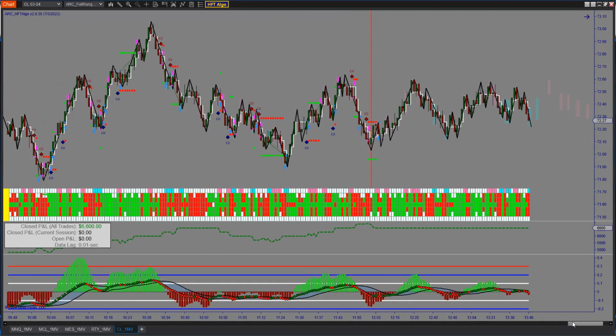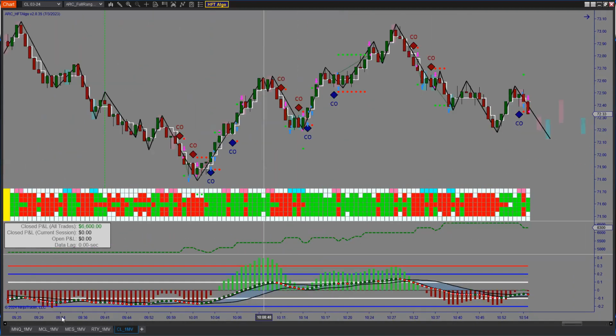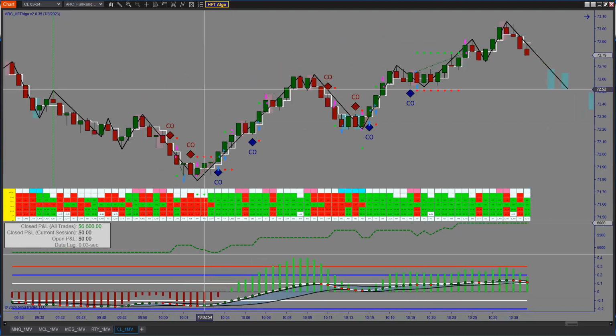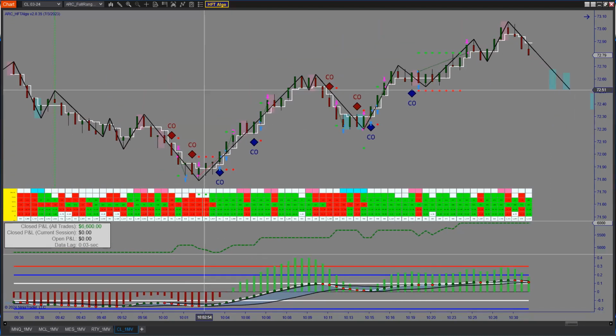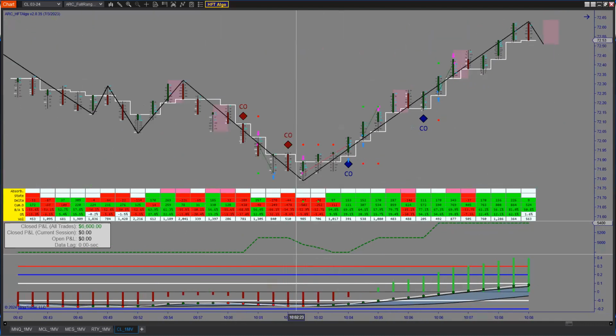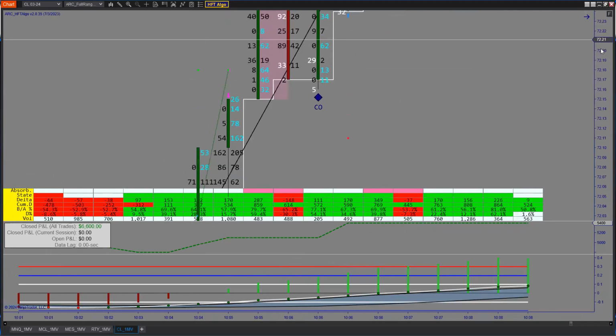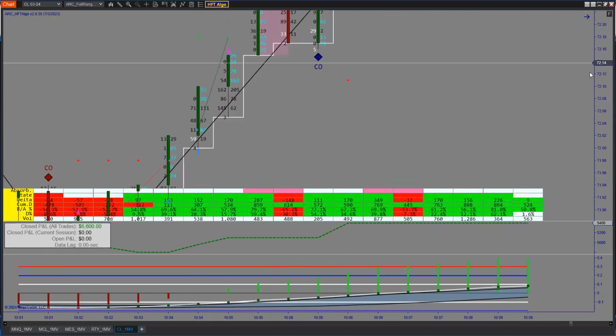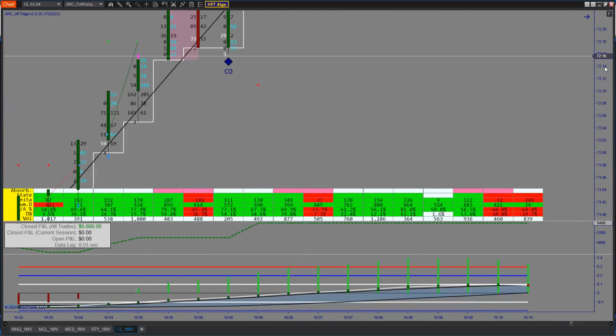Because that's the most important factor, of course. Okay, so here it is in action. This is crude oil on a 10 range. I'm going to make these bars smaller so we can see the actual numbers here because I want to show you in action what this is doing. So here we can see, obviously you take stop outs just like anything else. This is real trading here, folks.